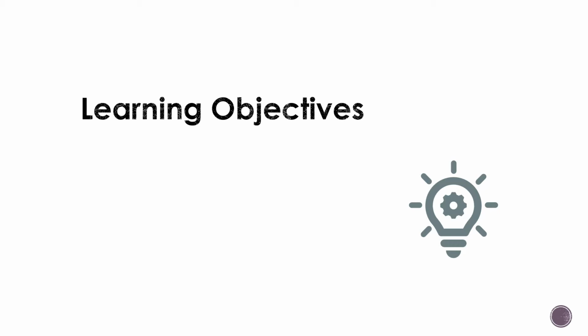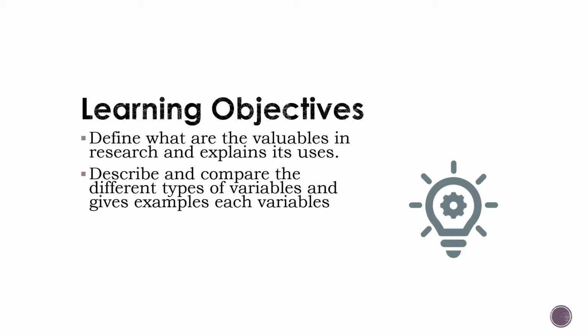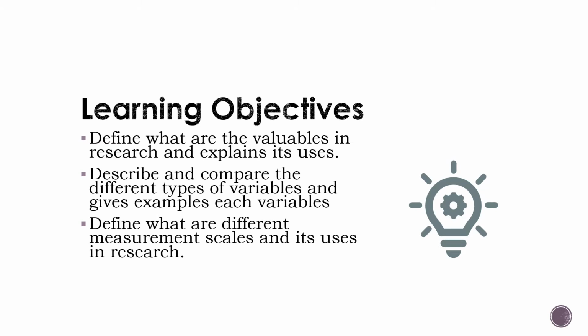The learning objectives for this report are to define what variables in research are and explain their uses, describe and compare the different types of variables and give examples of each, and define the different measurement scales and their uses in research.